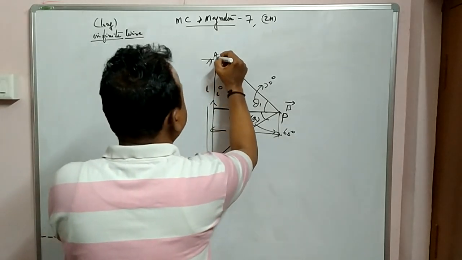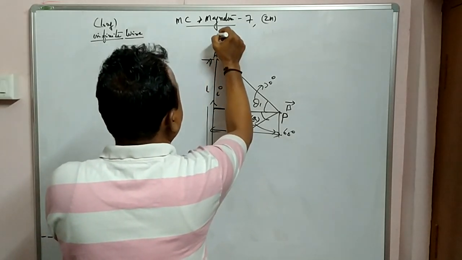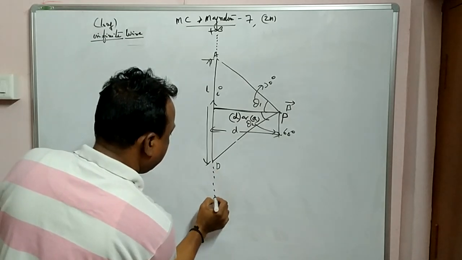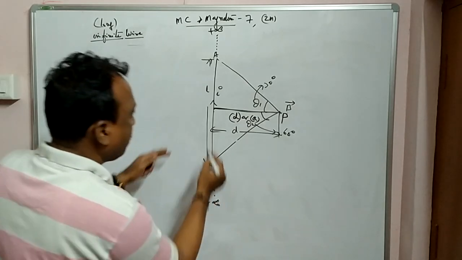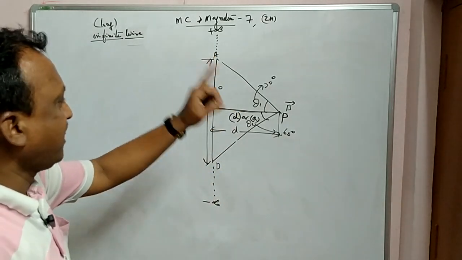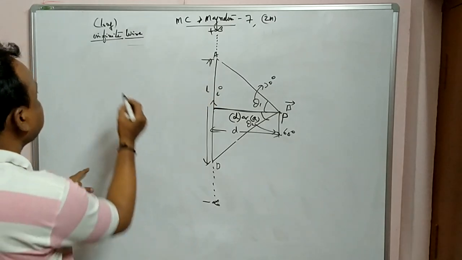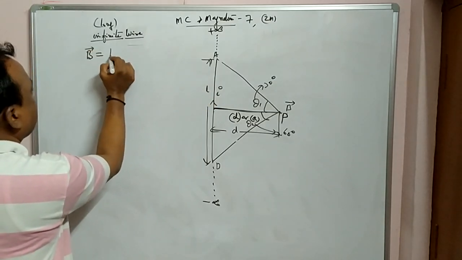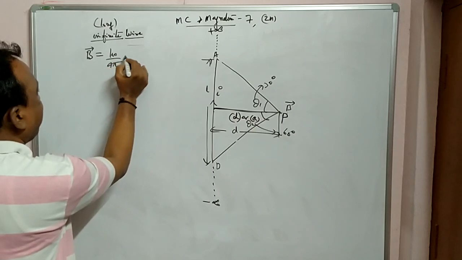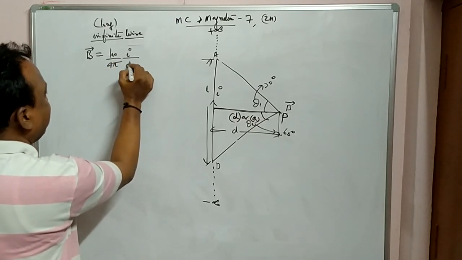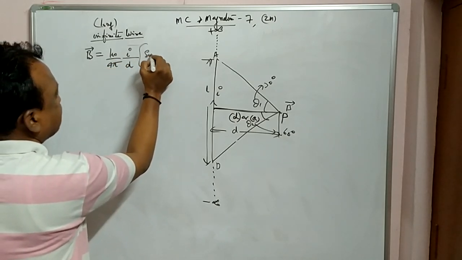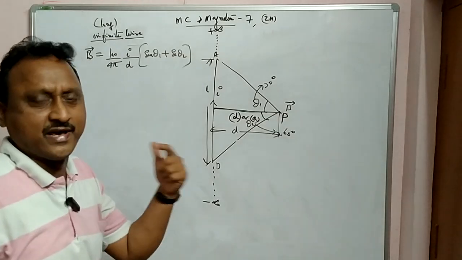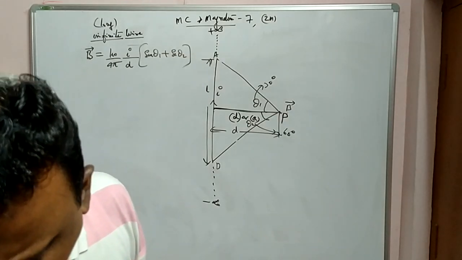That means what happens? There is no border. Here also, infinity, no border. Watch carefully the same figure. What was the formula before for finite? Field is equal to mu naught by 4 pi into I by D into sin theta 1 plus sin theta 2 for a finite wire. This is the formula for a finite wire.